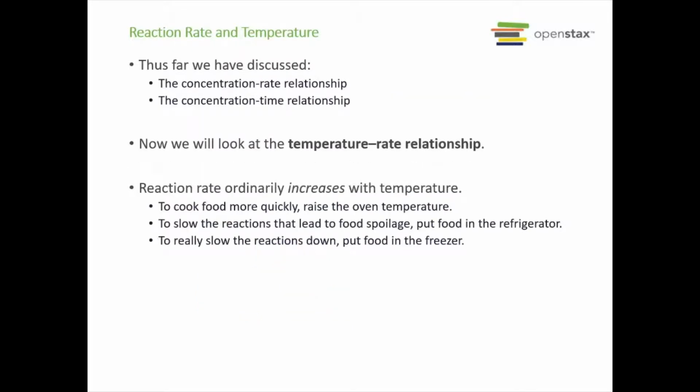So up till now, we've talked about concentration and rate, and then we just did concentration and time, and now we're going to look at temperature and rate. In general, our rate of reaction increases with temperature. So if you want to cook something quicker, you raise the temperature of the oven, albeit you can burn things, or if you want to cook an egg quicker, you raise the temperature of the frying pan. Turn up the heat on the burner. Now, it's not the best idea to make scrambled eggs this way if you want them nice and creamy, but if you've got to make them quick, you've got to make them quick.